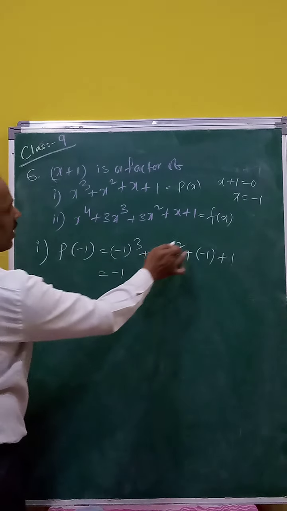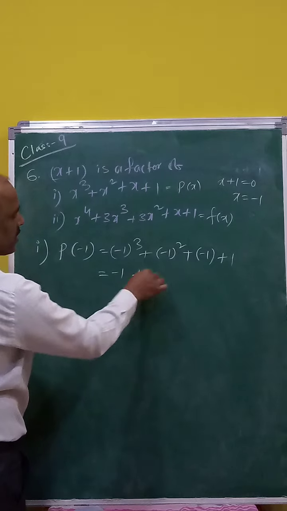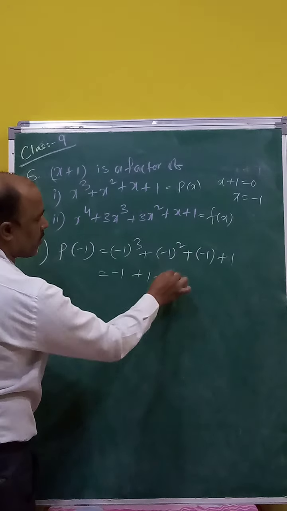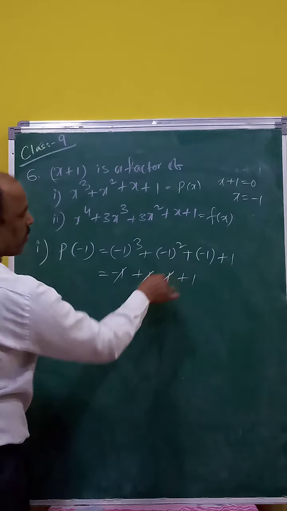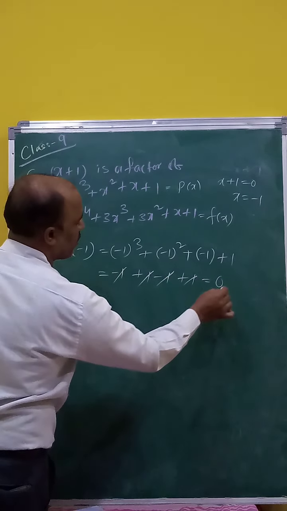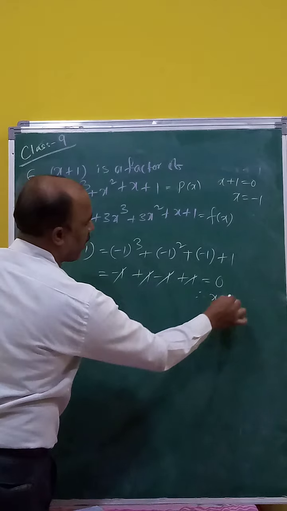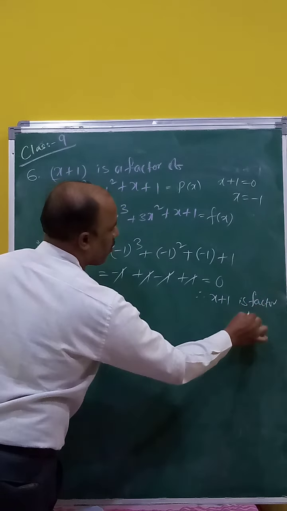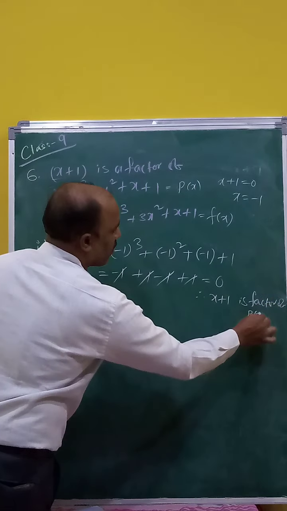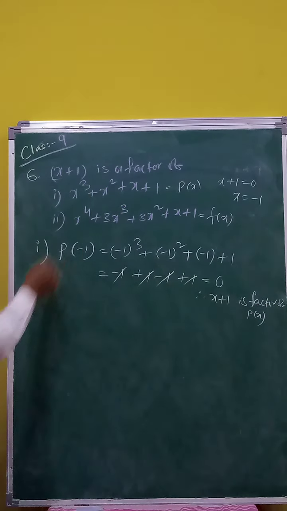(Minus 1) squared, even number, so it is plus. Minus 1 plus 1 cancel, minus 1 plus 1 cancel. What is the answer? 0. Yes. For the first one, x + 1 is a factor of p(x). First one done. Now come to the second one.